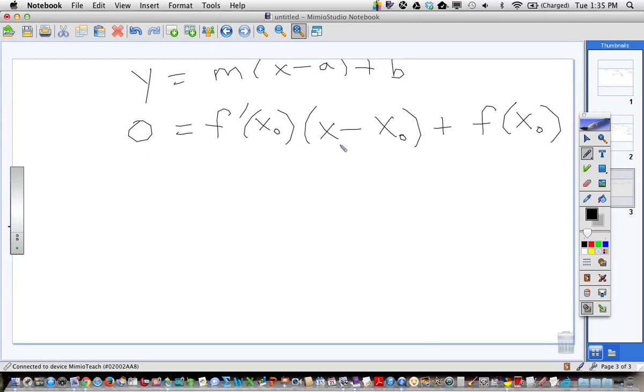Okay, now we're going to solve this for this x right here. So I'm going to subtract the f of x over to this side. Okay, which gives me this. And then I'm going to divide by f prime.